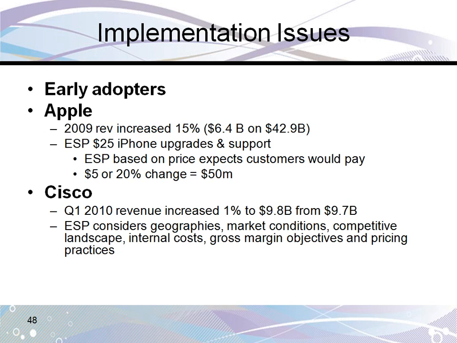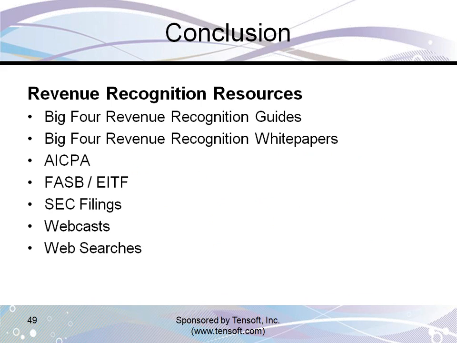Cisco, which used the prospective adoption, their revenue increased just 1% from the adoption of EITF 08-1 in the first quarter that they did it. And their ESP disclosure includes statements that they consider geographies, market conditions, competitive landscape, all these other subjective elements when they establish their VSOE. So it is a subjective process that includes a lot of different factors, not just a hard calculation of numbers.